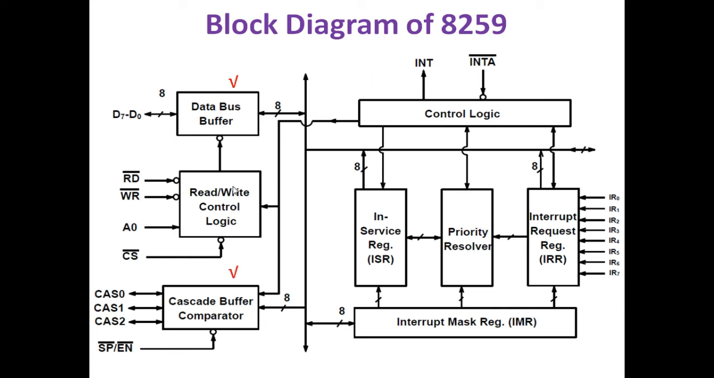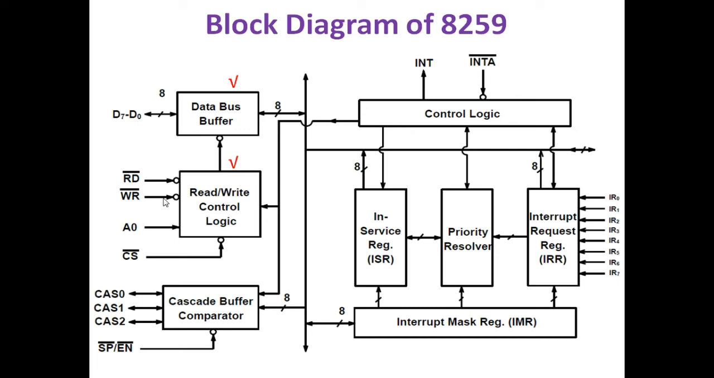Now the next block is the read write control logic. So here the read write control logic block will be enabled if and only if the CS bar is activated. To activate the CS bar, you must apply logic 0 on this line, because the bar is written over the signal. Also here the bubble is shown. The bubble or the bar indicates this signal is active low and it requires logic 0. If you send logic 1 on this line, then this block will be disabled and hence the data bus buffer will not work. Okay, so CS bar controls read bar and write bar also.